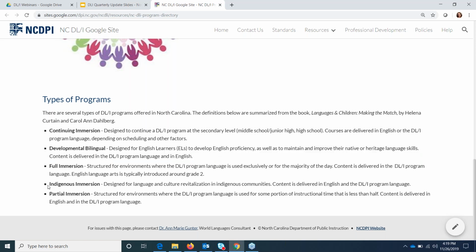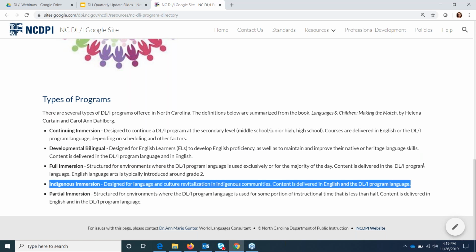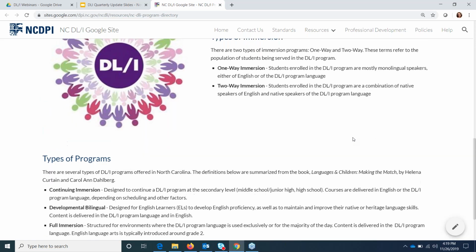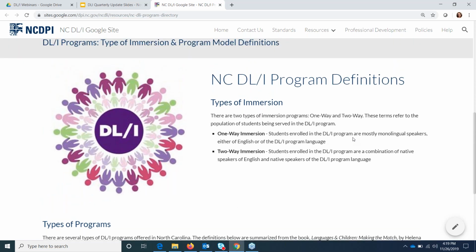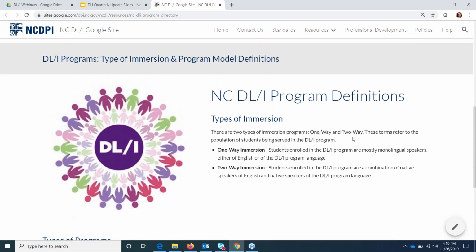We also have one Indigenous Immersion program, and that is a Cherokee DLI program in the very western part of the state, and this is designed for language and cultural revitalization in Indigenous communities. Most of you are familiar, I think, with our Cherokee community, the Eastern Band of Cherokee Indians, and their Cherokee DLI program. So those are the types of immersion and types of programs and the definitions we use. It's important to know that because when we go onto the directory, that is going to be very prominent.